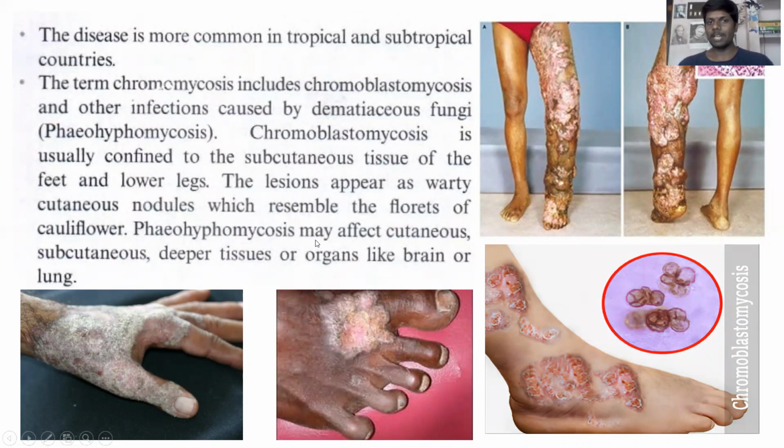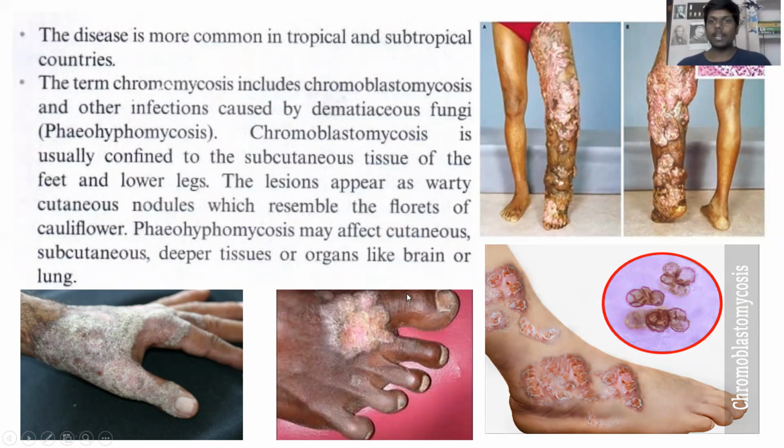So pheohypomycosis may affect cutaneous, subcutaneous, and deeper tissues or organs like the brain or lungs. There is one more species in this genus, which is pheohypomycosis. This pheohypomycosis can even spread into internal organs. So these are the infections present in chromomycosis.